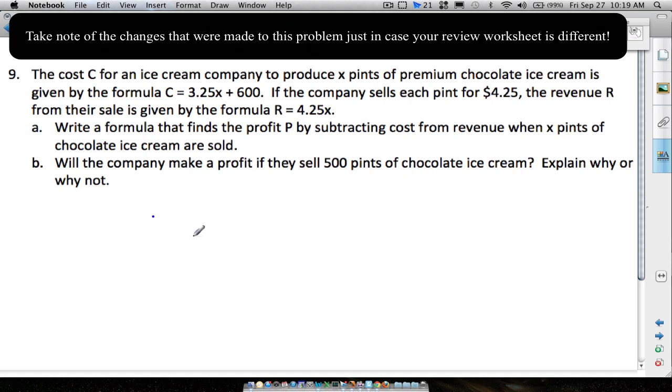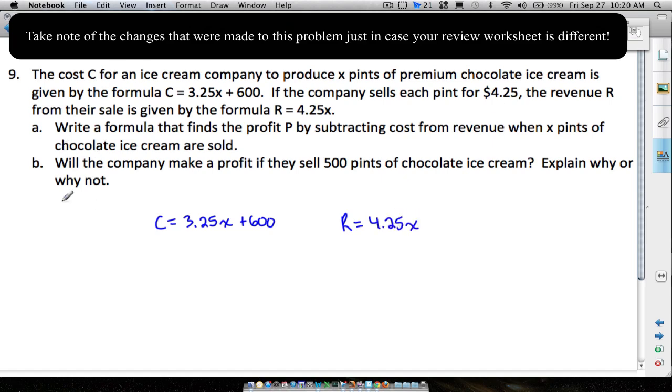All right, for number 9, the cost C for an ice cream company to produce X pints of premium chocolate ice cream is given by the formula C equals 3.25x plus 600. I'll explain that formula in a second. If the company sells each pint for $4.25, the revenue R from their sale is given by the formula R equals 4.25x.